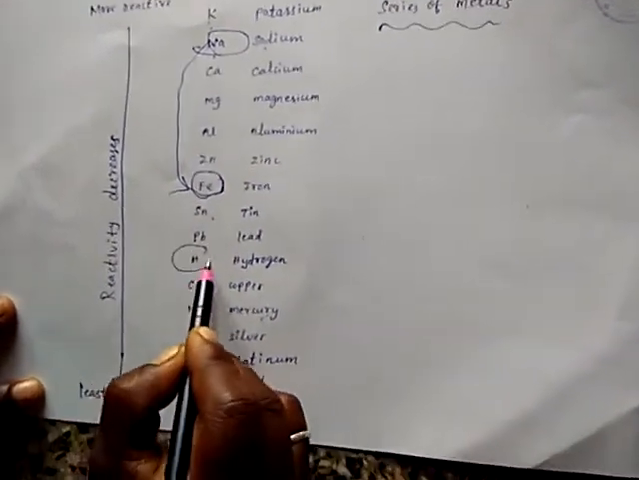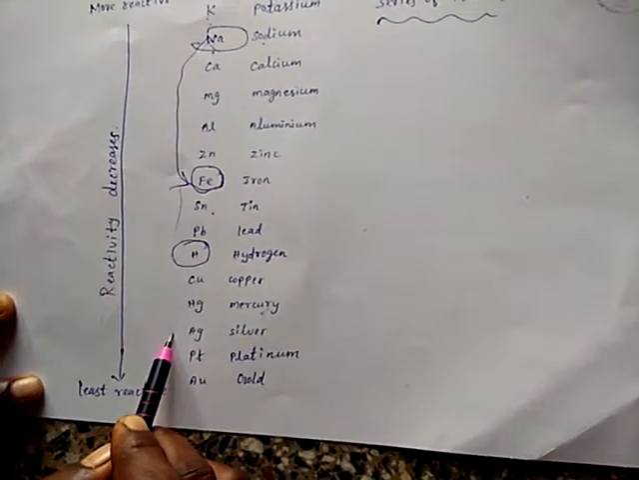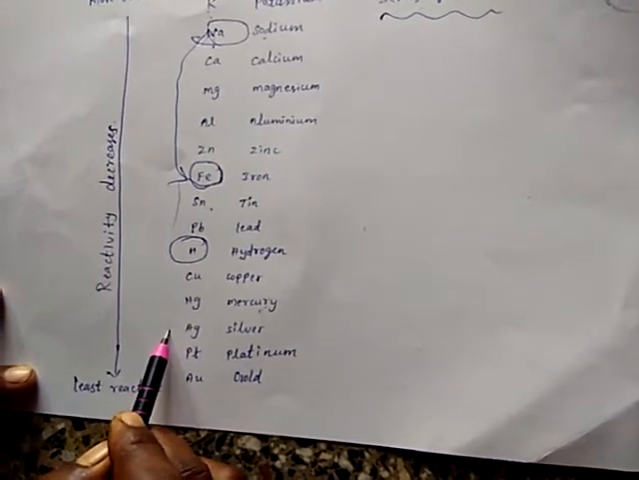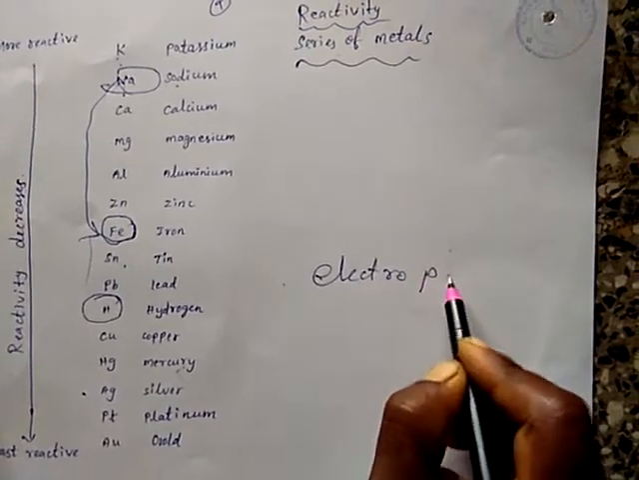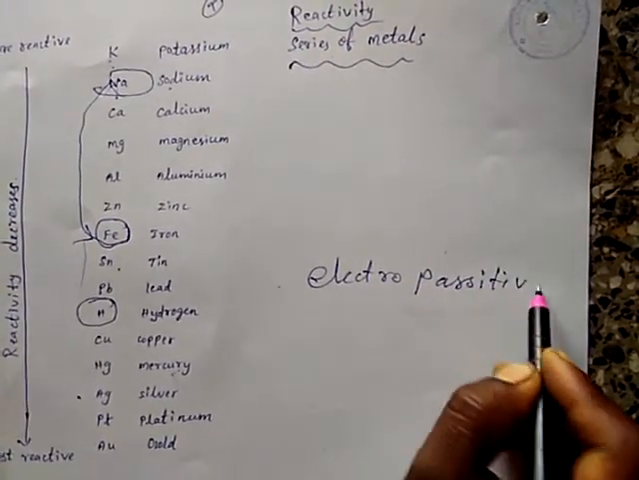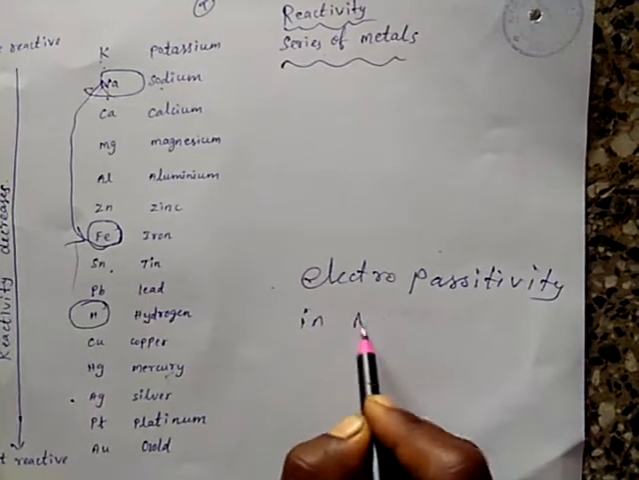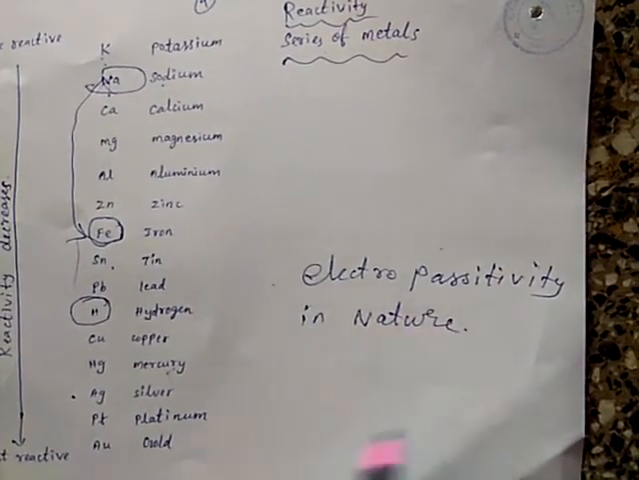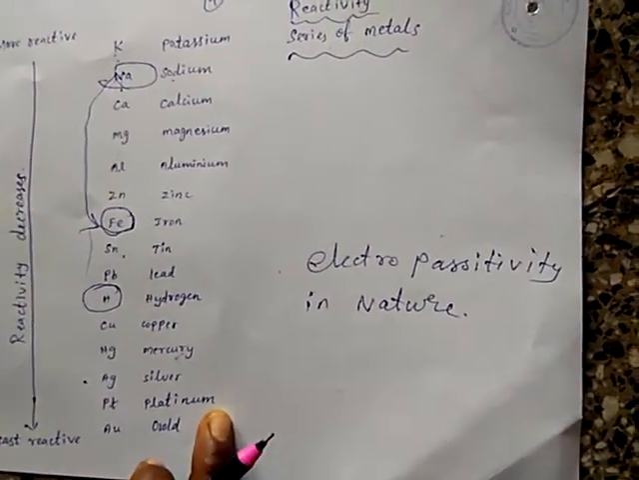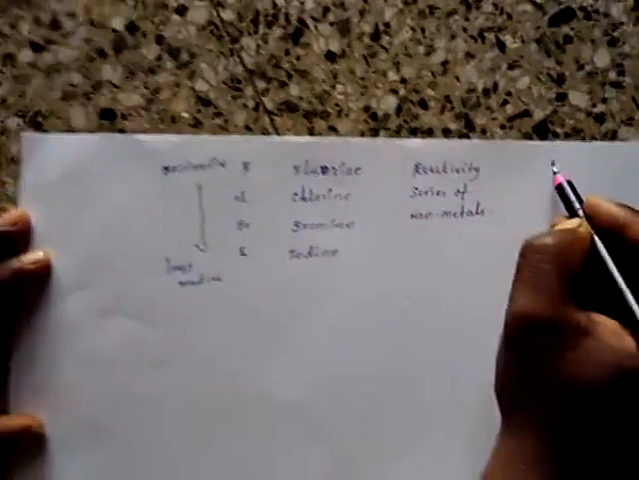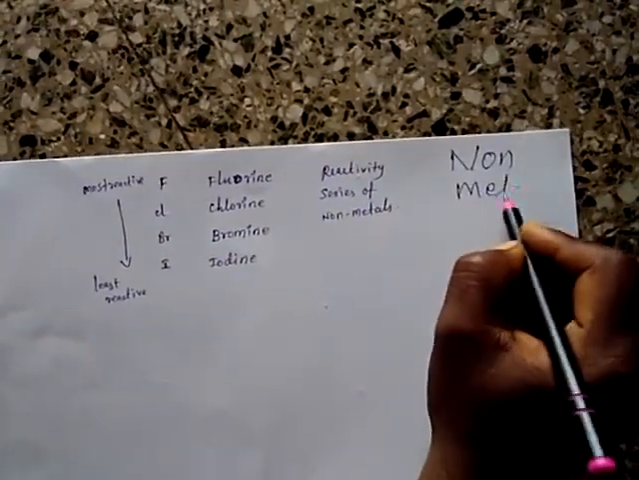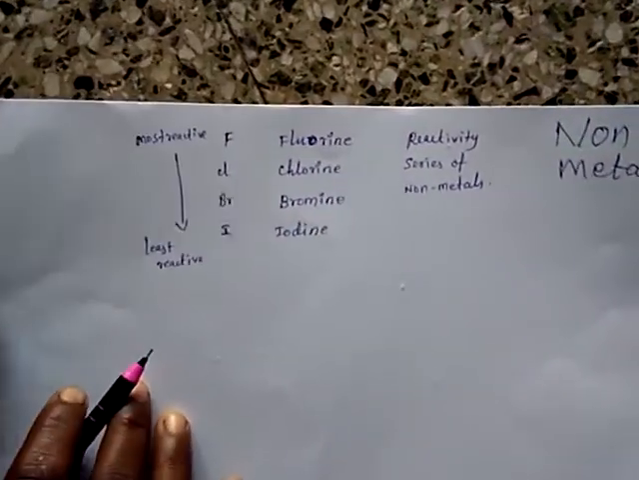Hydrogen is also in this list, even though it is not a metal, because it is electropositive in nature and can be displaced by metals. There is also a reactivity series for non-metals.